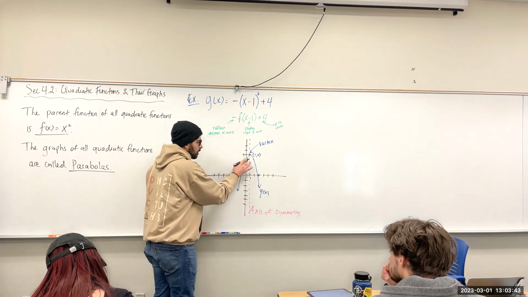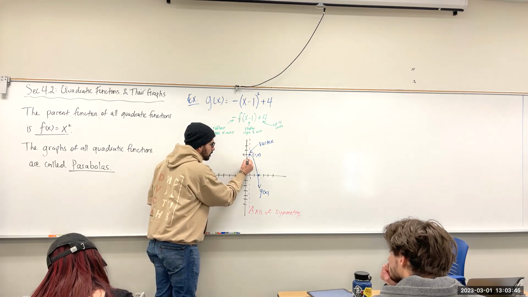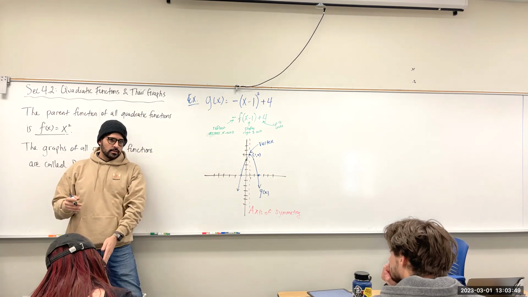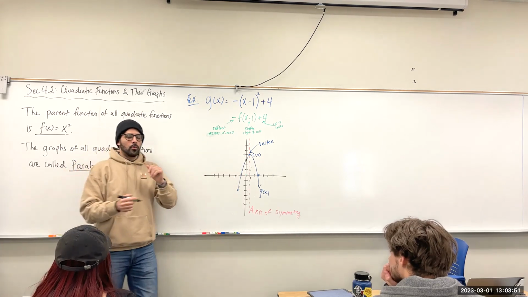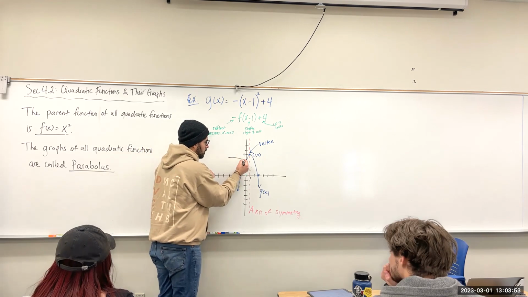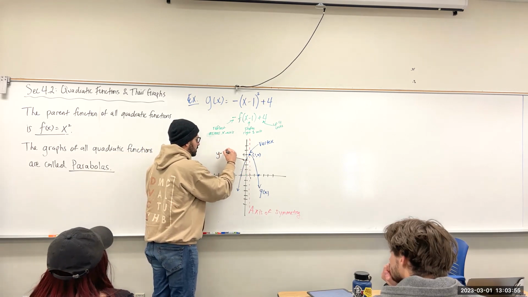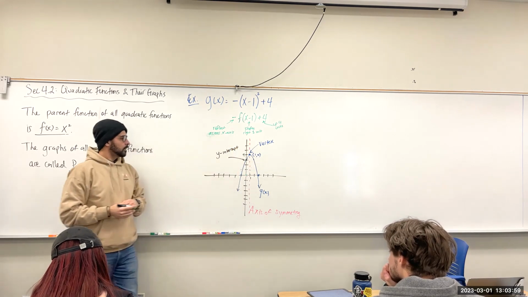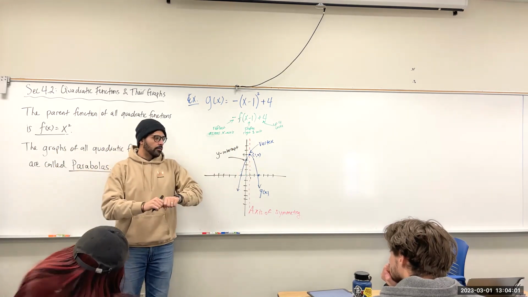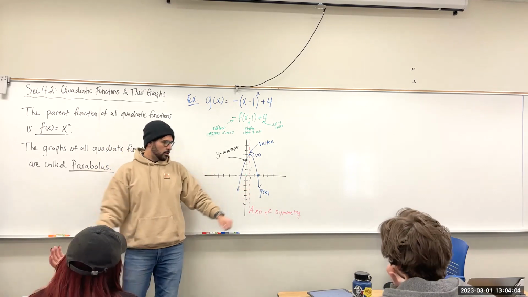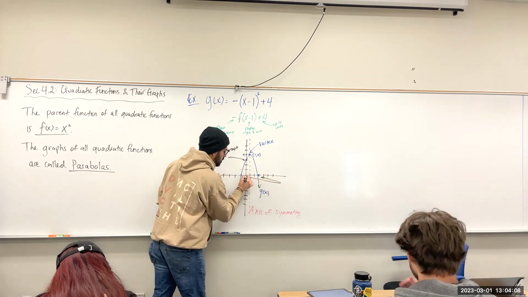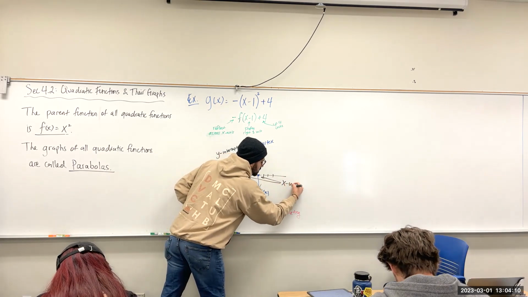Okay. What have we been calling the point where a graph crosses the y-axis? Y-intercept. So here, this is where the y-intercept is. And what are we calling where the graph crosses the x-axis? X-intercepts. So these guys here are called the x-intercepts.